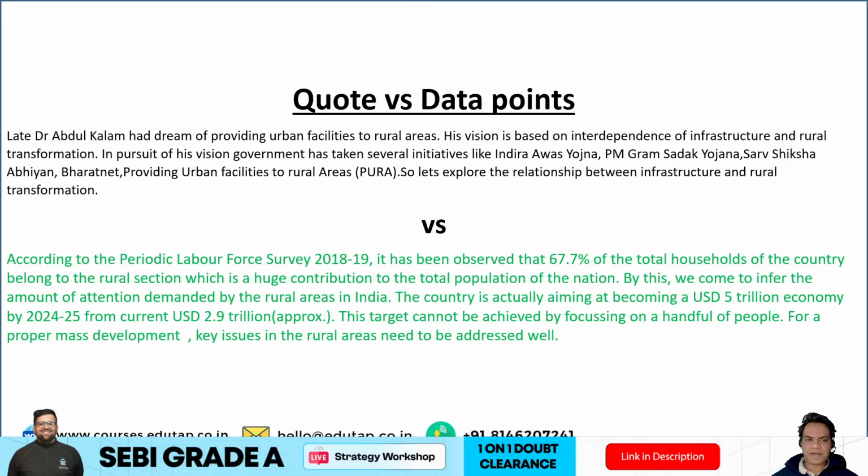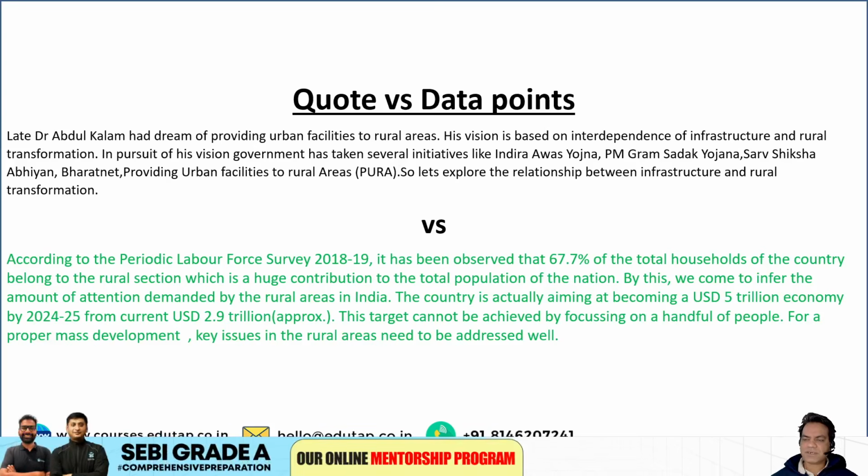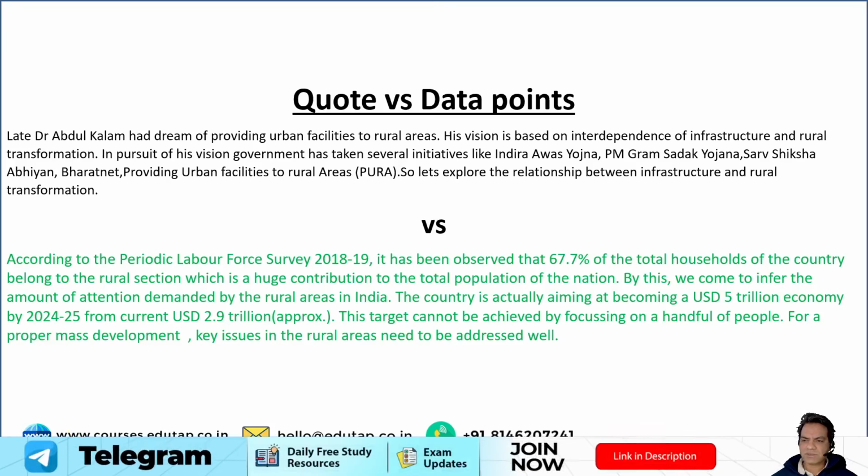Dr. late Abdul Kalam had a dream of providing urban facilities to rural areas. His vision is based on the interdependence of infrastructure and rural transformation. In his pursuit of the vision, the government has taken several initiatives like Indira Awas Yojana, PM Gram Sadak Yojana, Sarva Shiksha Abhiyan, BharatNet providing PURA. So let's explore the relationship between infrastructure and rural transformation. So this is one opening, and let's look at the other opening.